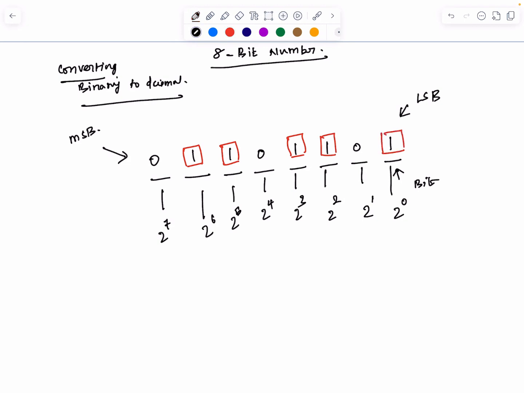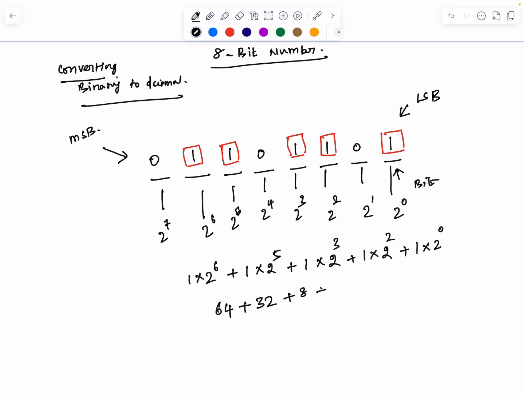So I'm going to consider only the numbers which are weighted, like which are actually representing in my value. So in this case, I have 1 at 2 power 6, right? And then I have 1 at 2 power 5, and then again 1 at 2 power 3, and then 1 at 2 power 2, and then 1 at 2 power 0. Okay, so that means 2 power 6 is 64, this is 32, we have 8, 4, plus 1, right?